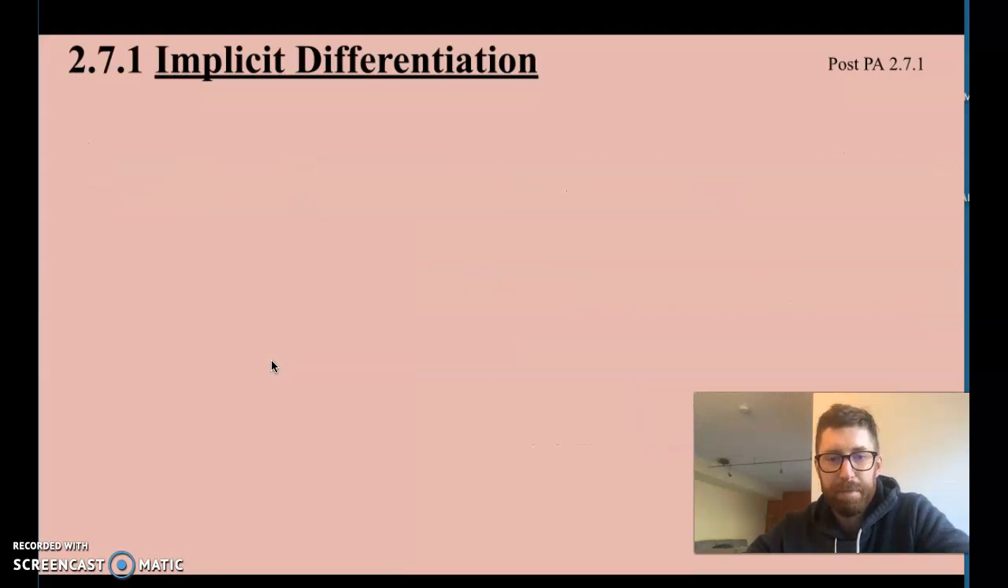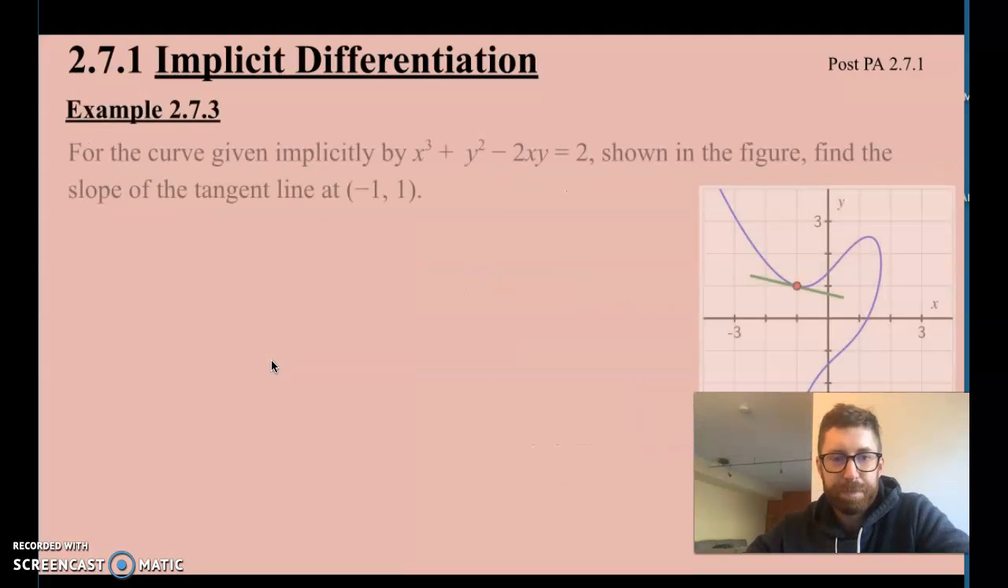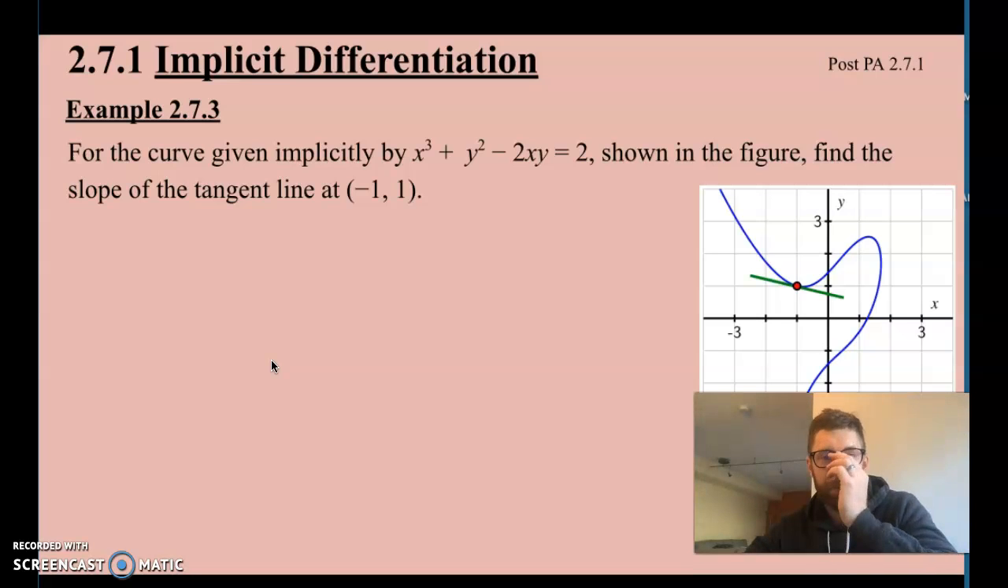I don't know if you remember that from geometry. Let's go through an example real quick. So for this curve, we're going to implicitly differentiate this thing in terms of x. We've got this curve right here: x cubed plus y squared minus 2xy equals 2.